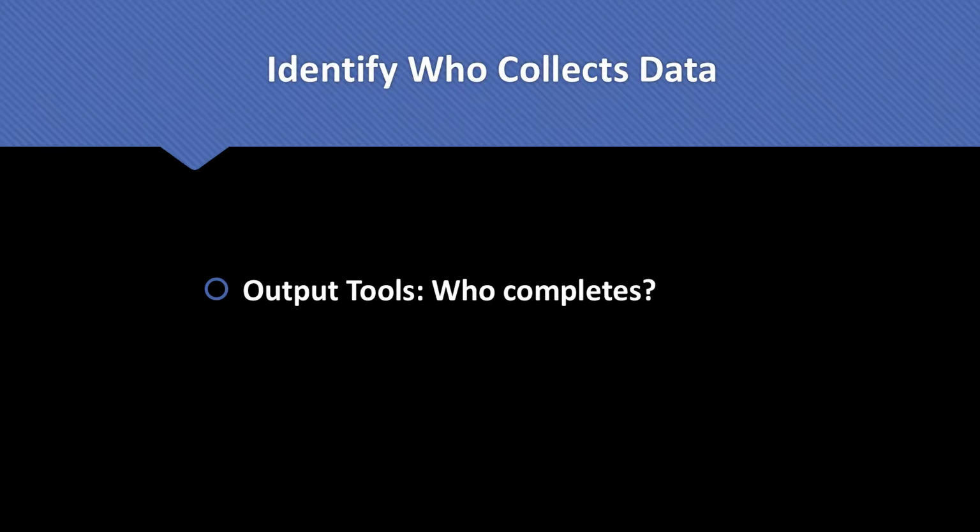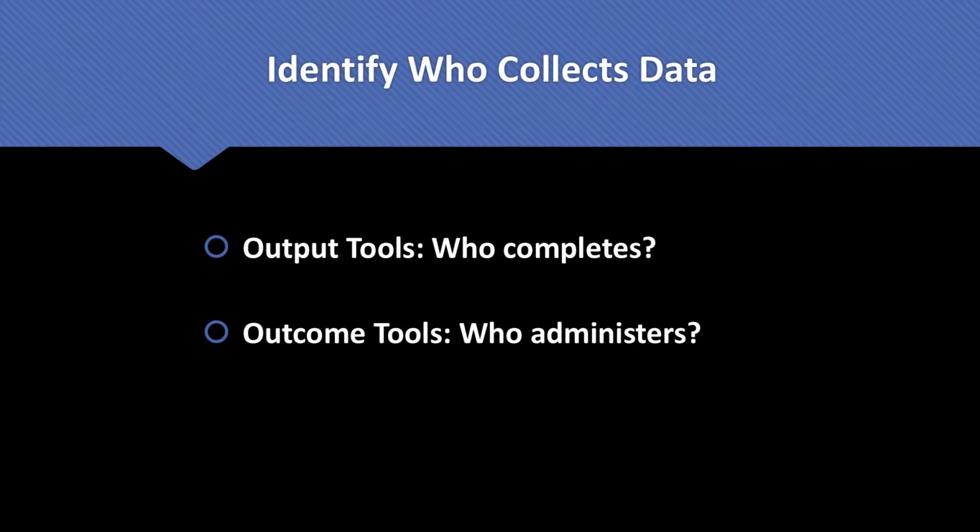Output tools. Typically, output tools are logs and other tracking tools. Your data collectors are the ones responsible for completing these tools. So, when you choose your data collectors, you are deciding who will track the numbers for your program. Will it be the participants themselves? Staff members? If so, which ones? Tracking your outputs is essential.